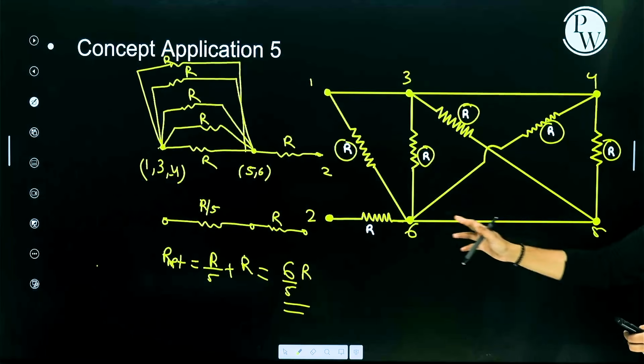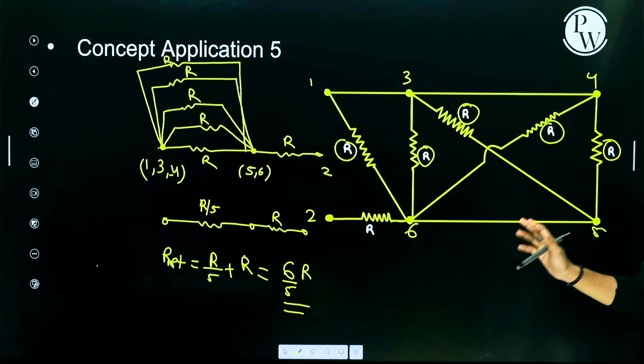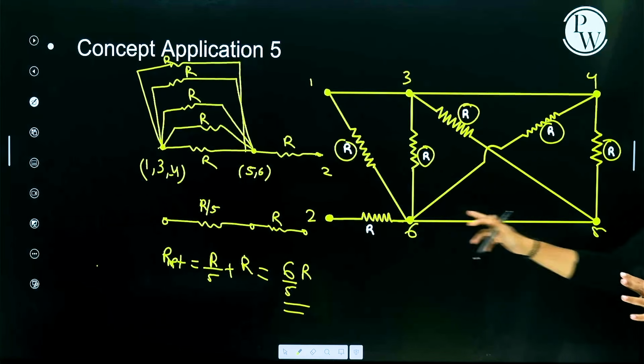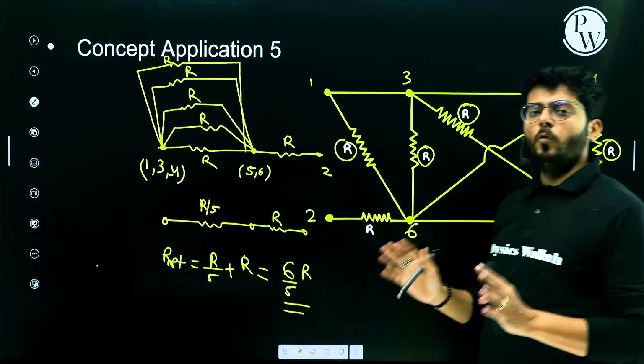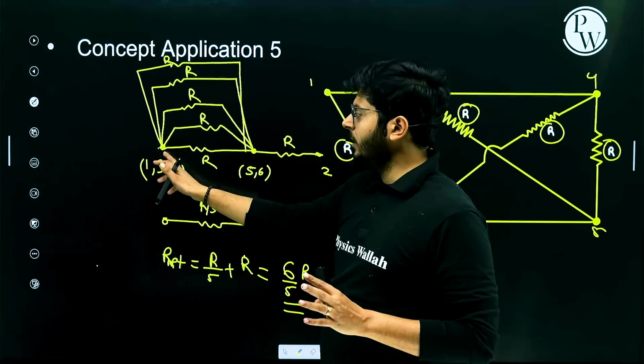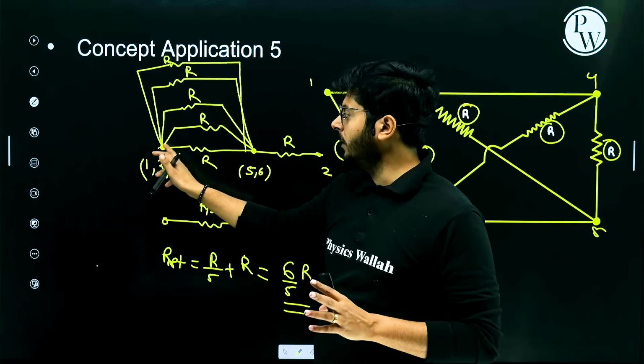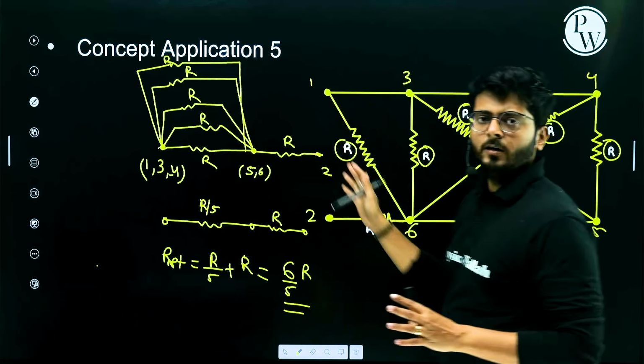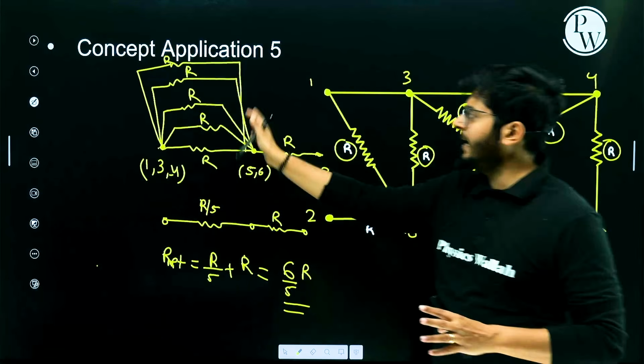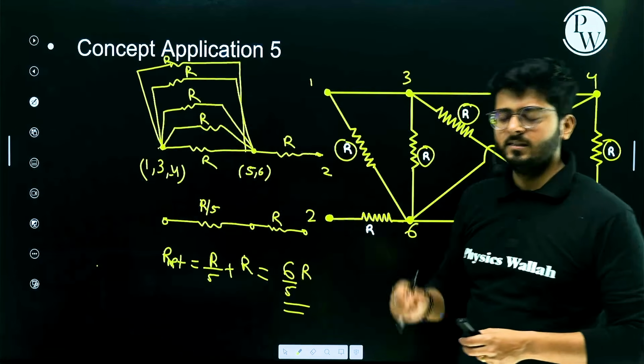Simply we can understand this particular concept that if 2 points are connected with a connecting wire, then those 2 points are equipotential points, and we can draw them at one place, right? And we can then redraw all the available resistances and simplify the circuit. Then solving the circuit is very, very easy.